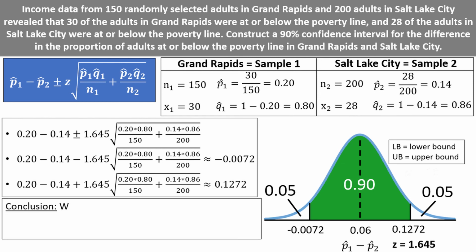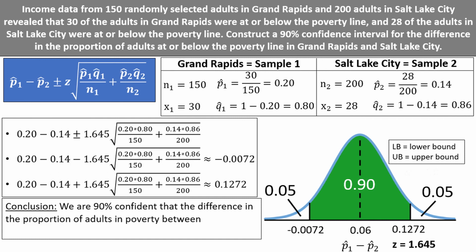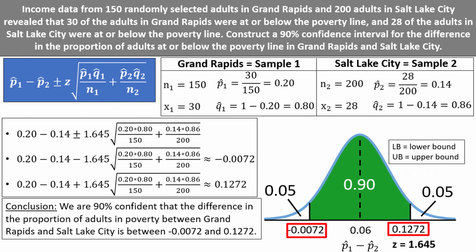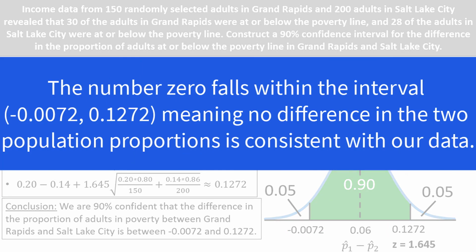Our conclusion is that we are 90% confident that the difference in the proportion of adults in poverty between Grand Rapids and Salt Lake City is between negative 0.0072 and 0.1272. Since one value is negative and one value is positive in the confidence interval, we don't have enough evidence to suggest if there is a difference in the proportion of individuals in poverty in Grand Rapids and Salt Lake City. In other words, the number 0 falls within the interval, meaning no difference in the two population proportions is consistent with our data.